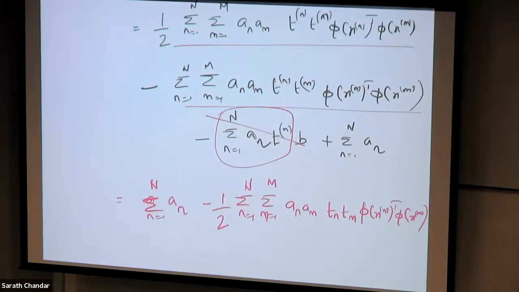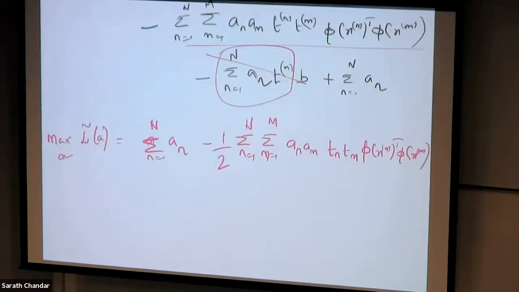Now there's only one more thing left. I have to find the A, right? I want to maximize with respect to A. So I can set up a new function which is, maximize with respect to A, the modified Lagrangian, subject to constraints.